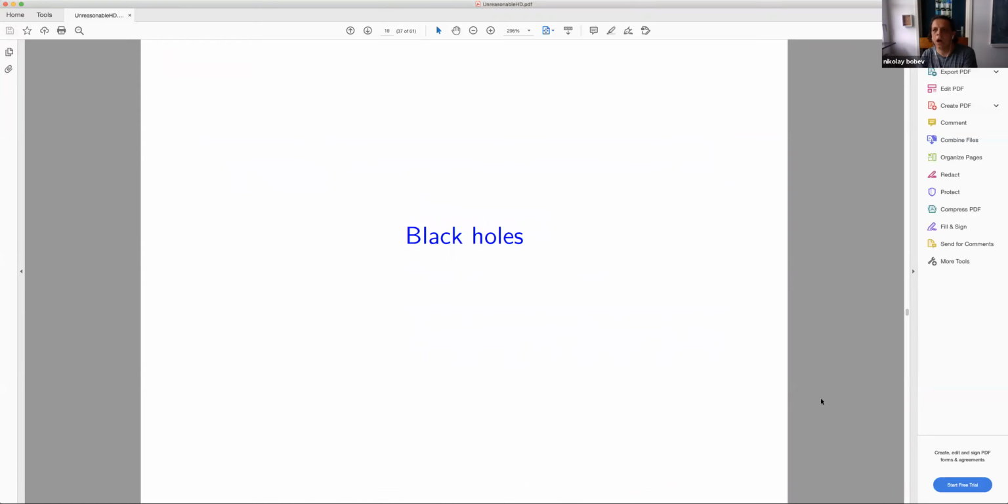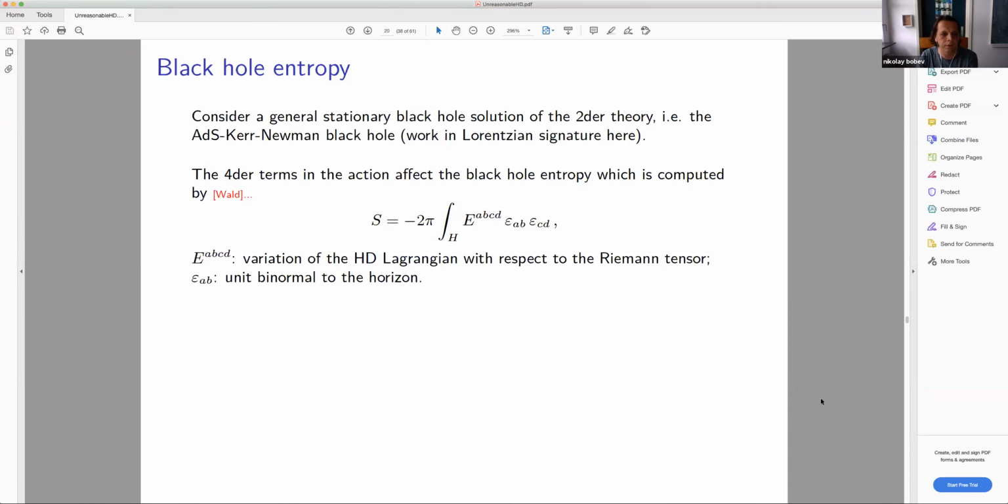Black holes. Here again, we can say some very general things because we are standing on the shoulders of giants, as people say. So far, everything I've told you is in Euclidean signature. Now I'm going to move to Lorentzian so that I can talk about black holes.